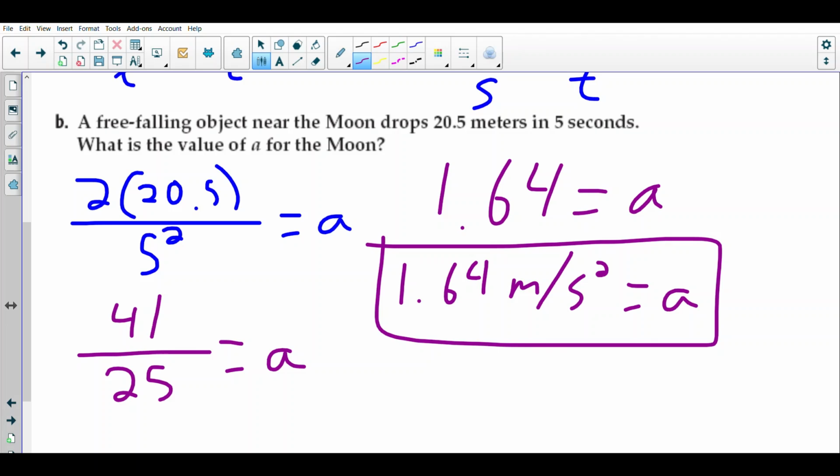I'm not overly worried about the label, but that's just an important part of a word problem.